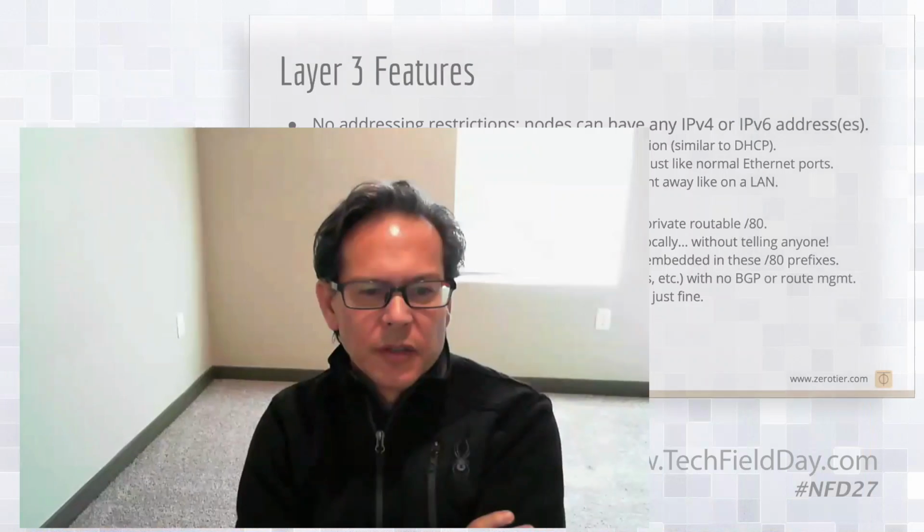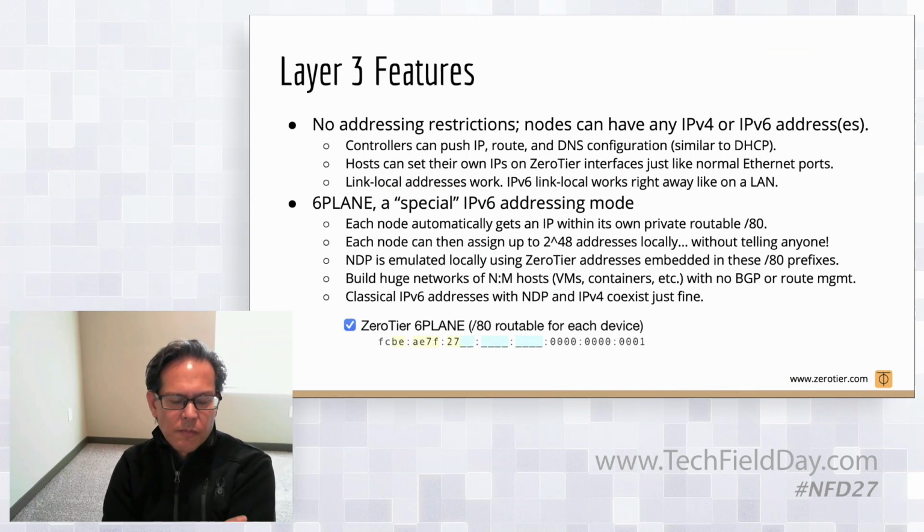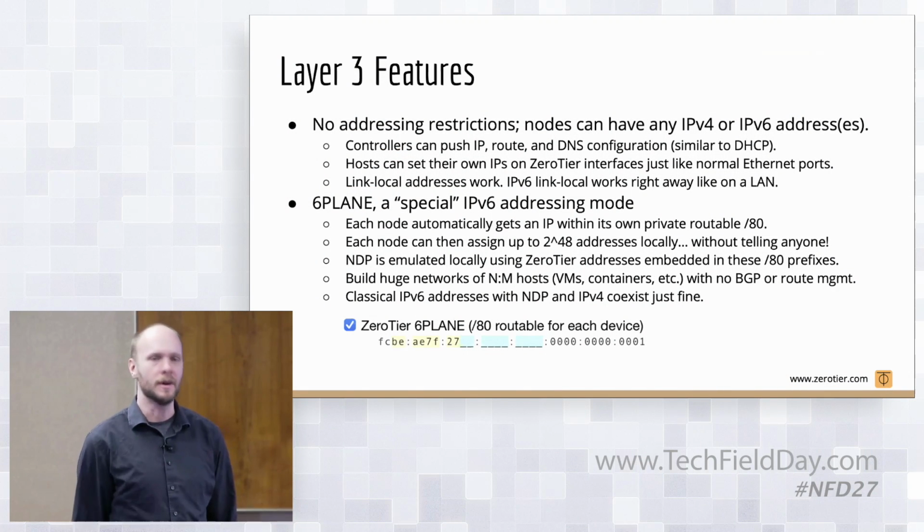So this is cool for giving you infinitely large networks for VM hosts and containers, where every node can unilaterally assign up to 2 to the 48 addresses locally without having to tell anybody, and they all just work. And so that was the reason you did a /80 versus a /64, you got to cram the address info in there, the ZeroTier bits on the far left portion. Okay. Yeah, I'm not aware of any OS that doesn't work on it.